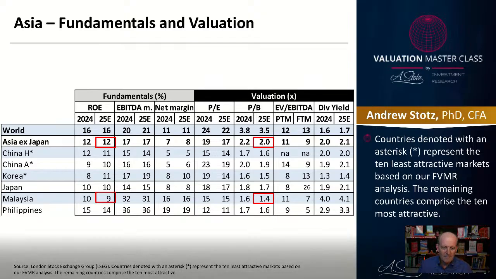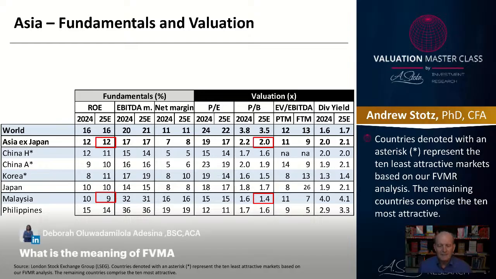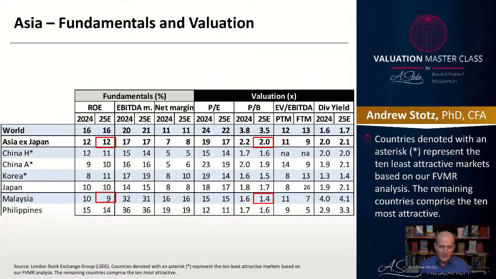Now, in my case, Deborah's asking about FVMA. Now, I don't know what FVMA is, but my tool that I use is FVMR: Fundamentals, Valuation, Momentum, and Risk. And I've been using that for many, many years. Now, you can see China H shares, China A shares, which are the shares that are trading inside of China, and then Korea. These 3 countries are not attractive right now. And they're not attractive because ROEs are low, profit margins are low, and relative valuations are high.